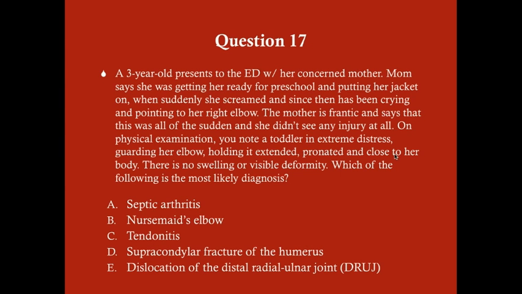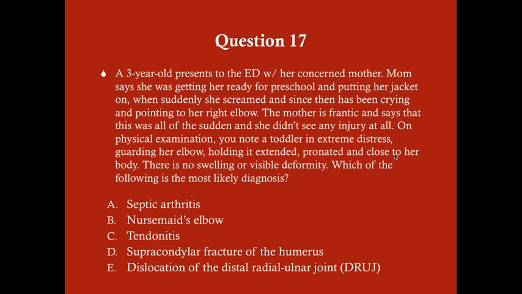A 3-year-old presents to the ED with her concerned mother. Mom says she was getting her ready for preschool and putting her jacket on when suddenly she screamed, and since then has been crying and pointing to her right elbow. The mother is frantic and says that this was all of the sudden and she didn't see any injury at all. On physical examination, you note a toddler in extreme distress guarding her elbow, holding it extended, pronated, and close to her body. There is no swelling or visible deformity.